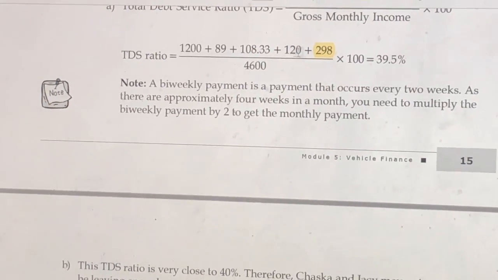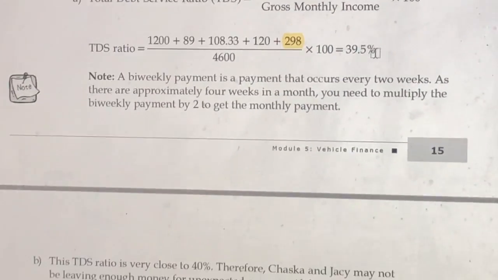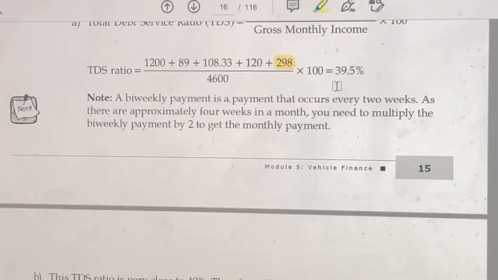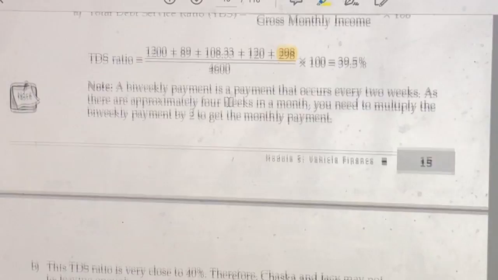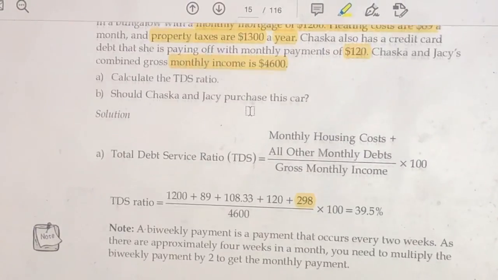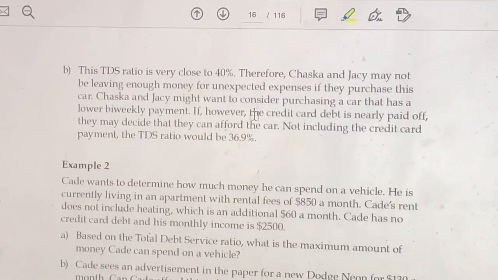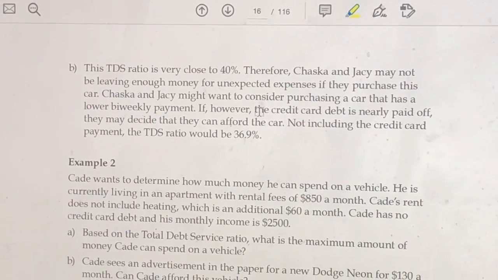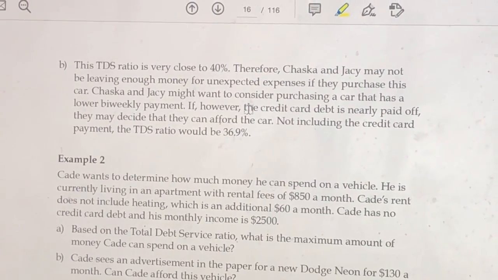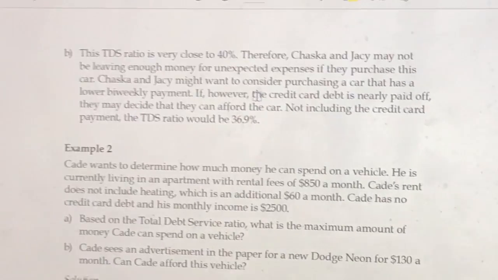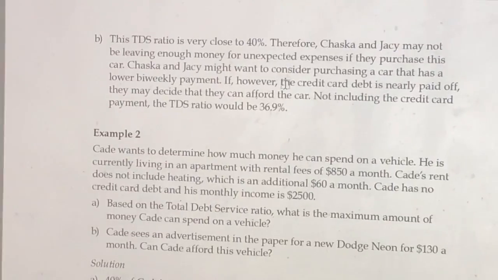So once we add all those numbers divided by 4,600, we should get a TDS ratio of 39.5%. Okay, so just keep a note what I mentioned before is the bi-weekly payments. So that's for question A, calculating. Should they buy the car? Well, let's find out. This TDS ratio is very close to 40%. Therefore, Chaska and JC may not be leaving enough money for unexpected expenses if they do purchase the car. Chaska and JC may want to consider purchasing a car that has a lower biweekly payment.